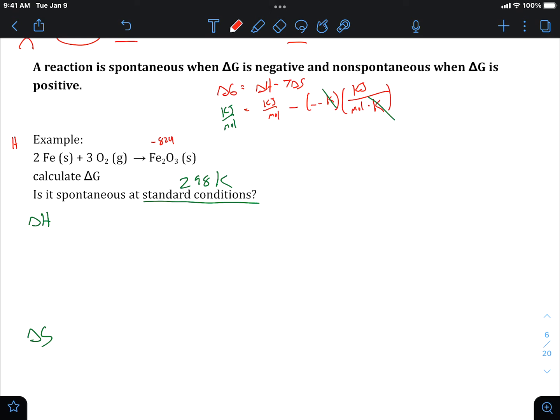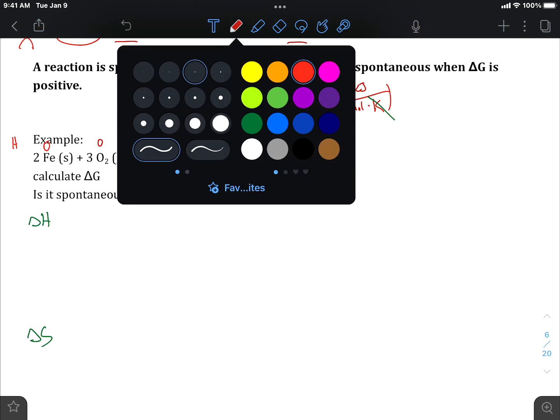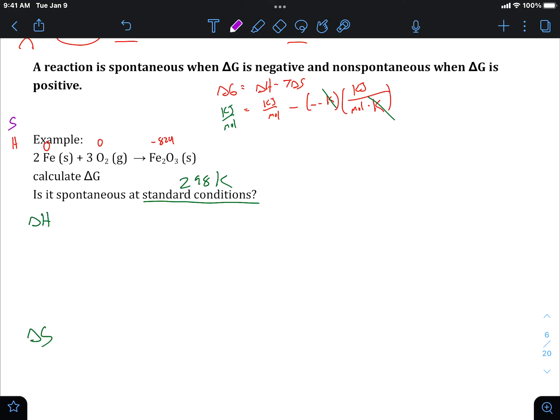The oxygen should not have an enthalpy of formation because oxygen is in its standard state. Remember that, how if it already exists in that state, its enthalpy is 0. And iron, same thing. Iron would be 0. Let's change colors for S. Let's look up S.